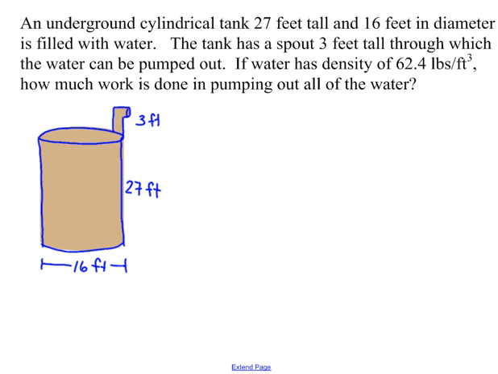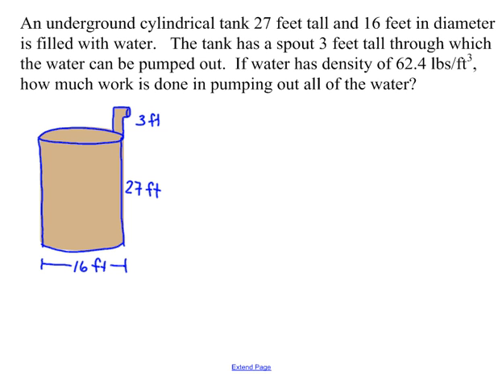Welcome to another problem about pumping liquids out of tanks. In this case, we have an underground cylindrical tank. It's 27 feet tall and 16 feet in diameter and is filled with water. If you've watched already the conical problem, you'll notice one change is not only that it's a cylinder, but this time we're measuring everything in feet.